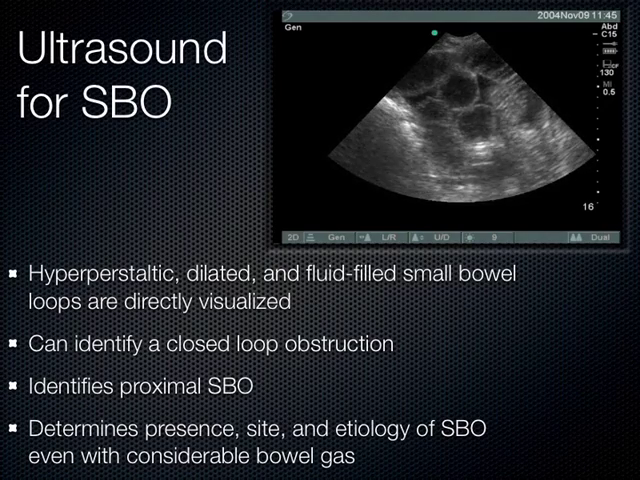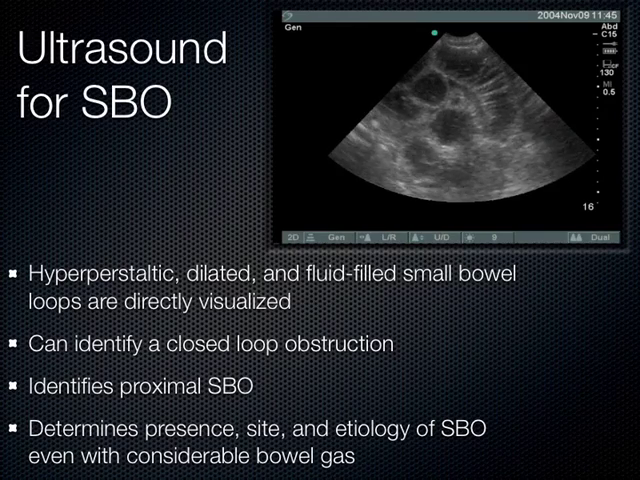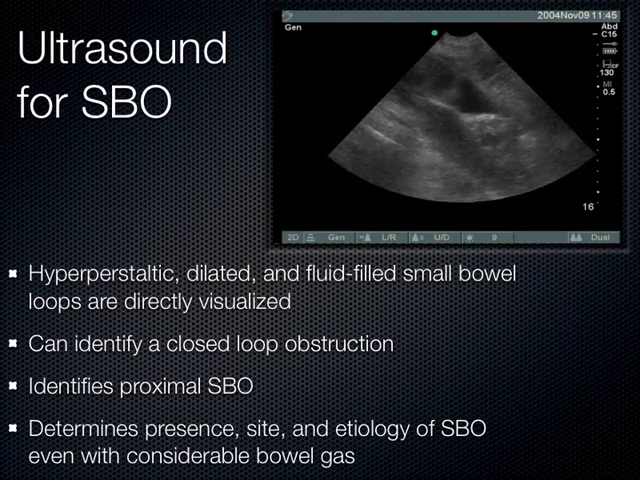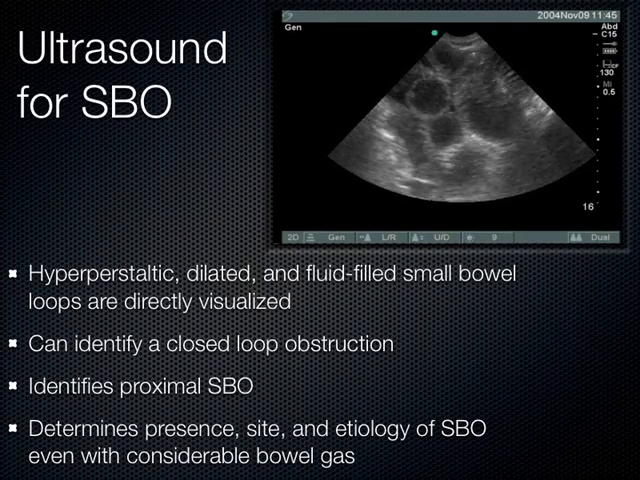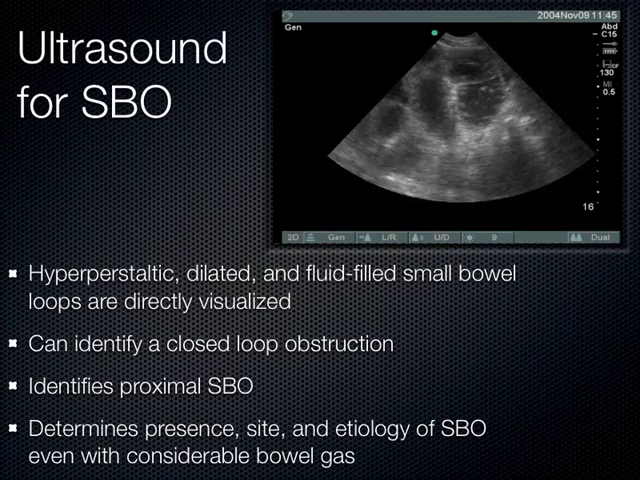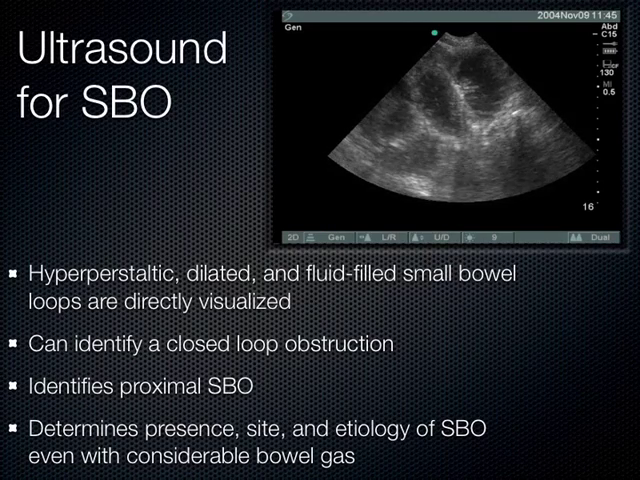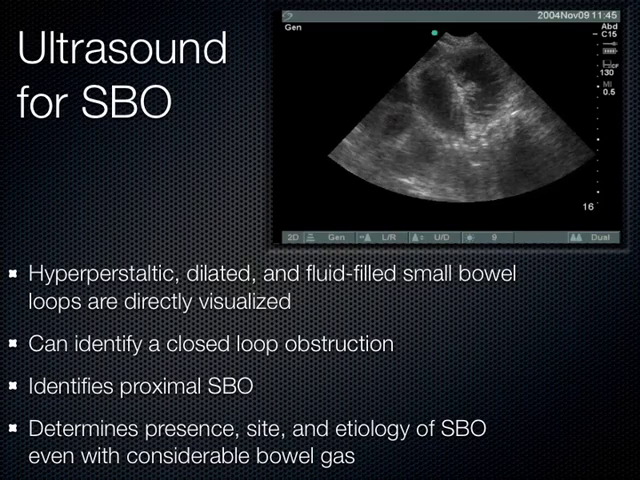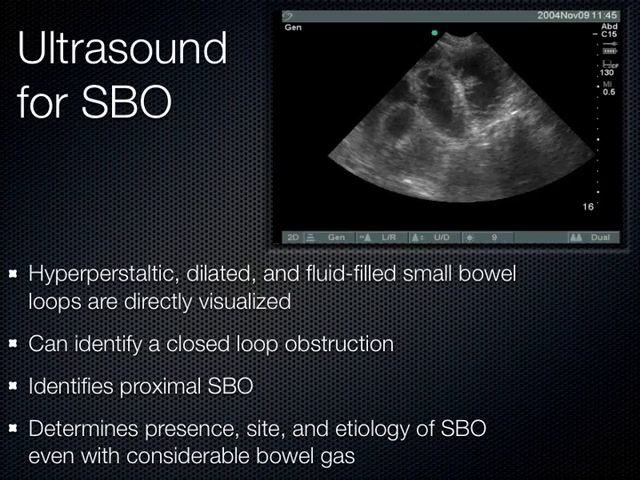And this is where it can excel over chest and abdominal x-rays, in the fact that you could have a very proximal small bowel obstruction where the x-ray doesn't see it because the patient's been vomiting so much there's no longer an air fluid level, and therefore the x-ray could miss it. Well, ultrasound can pick those up.